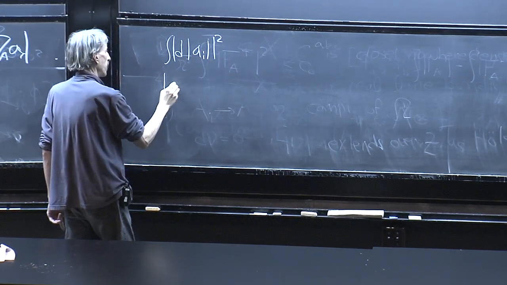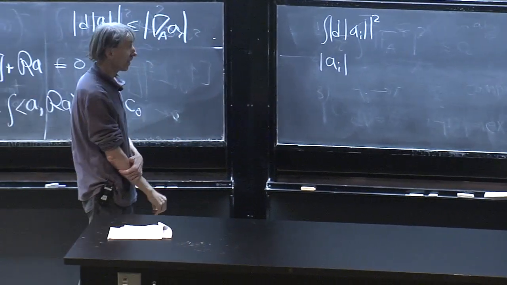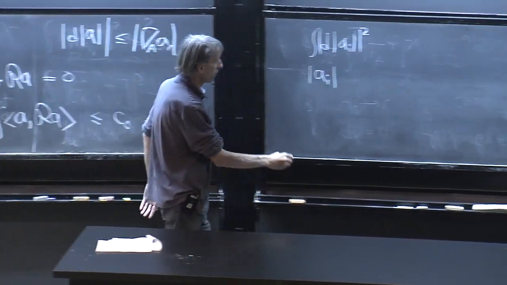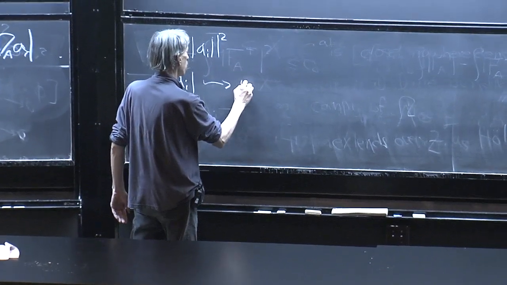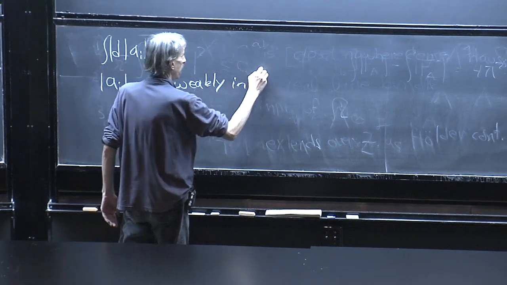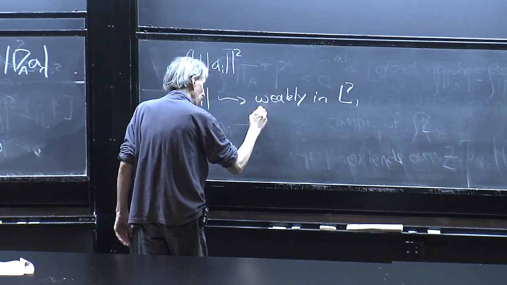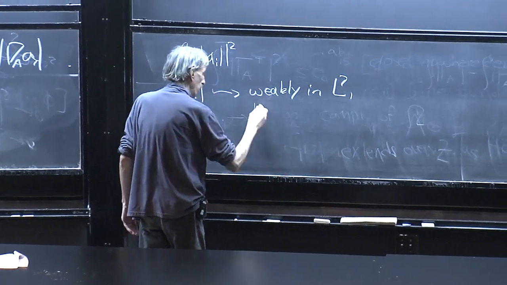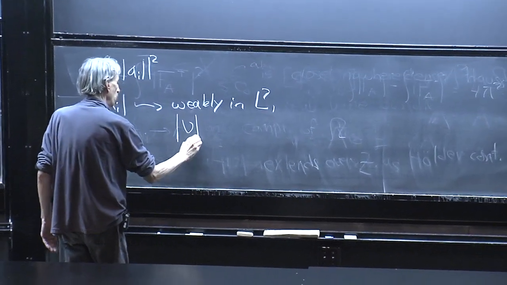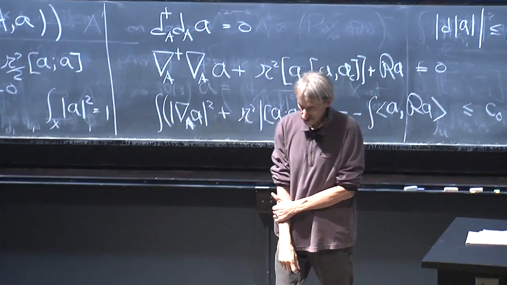So that tells you that the A_i, of course, their L2 norm of the Higgs field themselves is 1. So there's some subsequence that converges weakly in L2-1 to some function, which turns out to be the norm of what I was calling nu. So we'll call that limit the norm of nu.